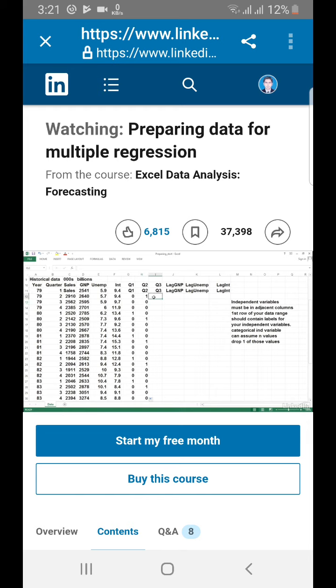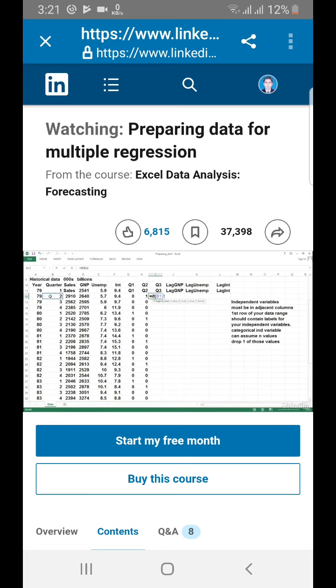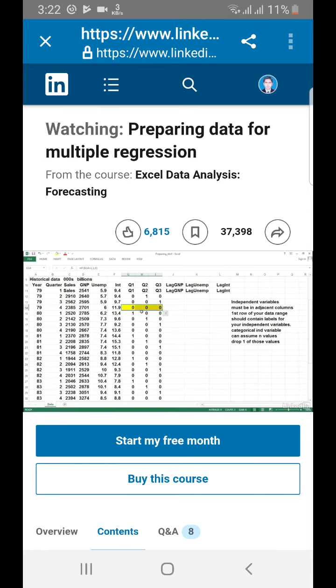Now we do the same thing for Q3. We say if the quarter number is 3, put a 1, otherwise a 0. Double click and copy that down. I love that double click trick. And so whenever it's a third quarter, you see a 1. Whenever it's not a third quarter, you see a 0. So now I hope you see why we don't need Q4. We can code the other ones using if statements.